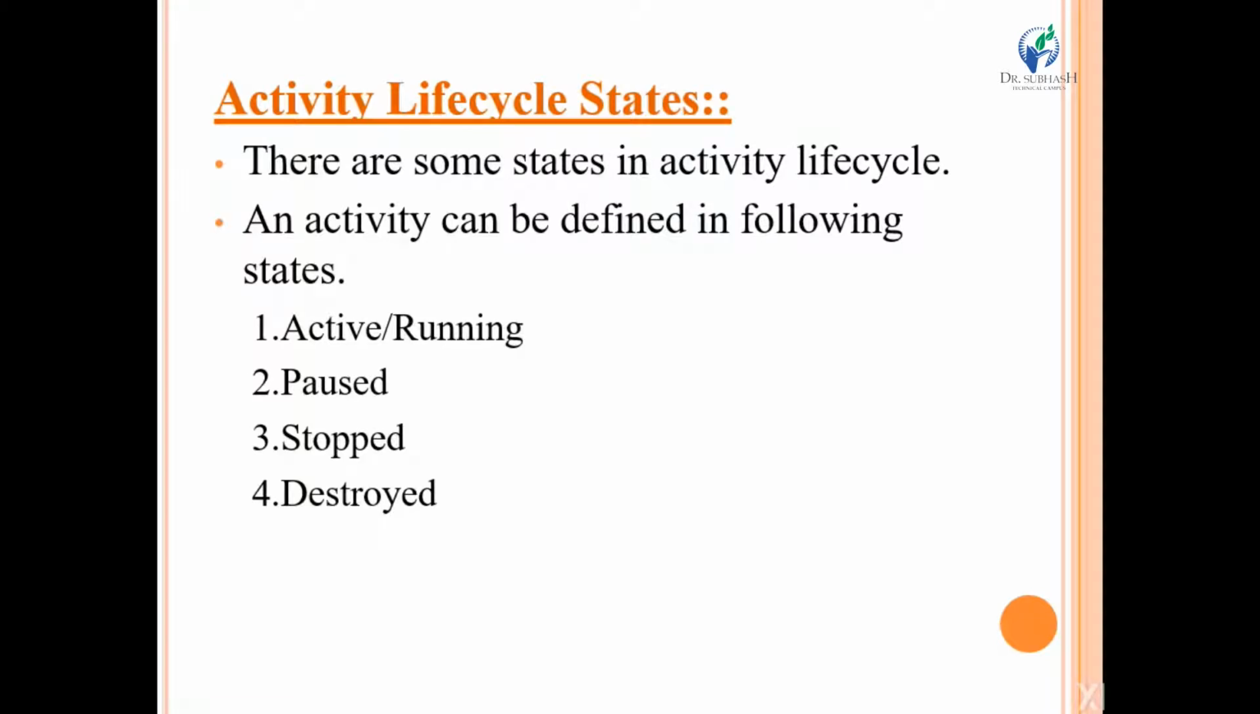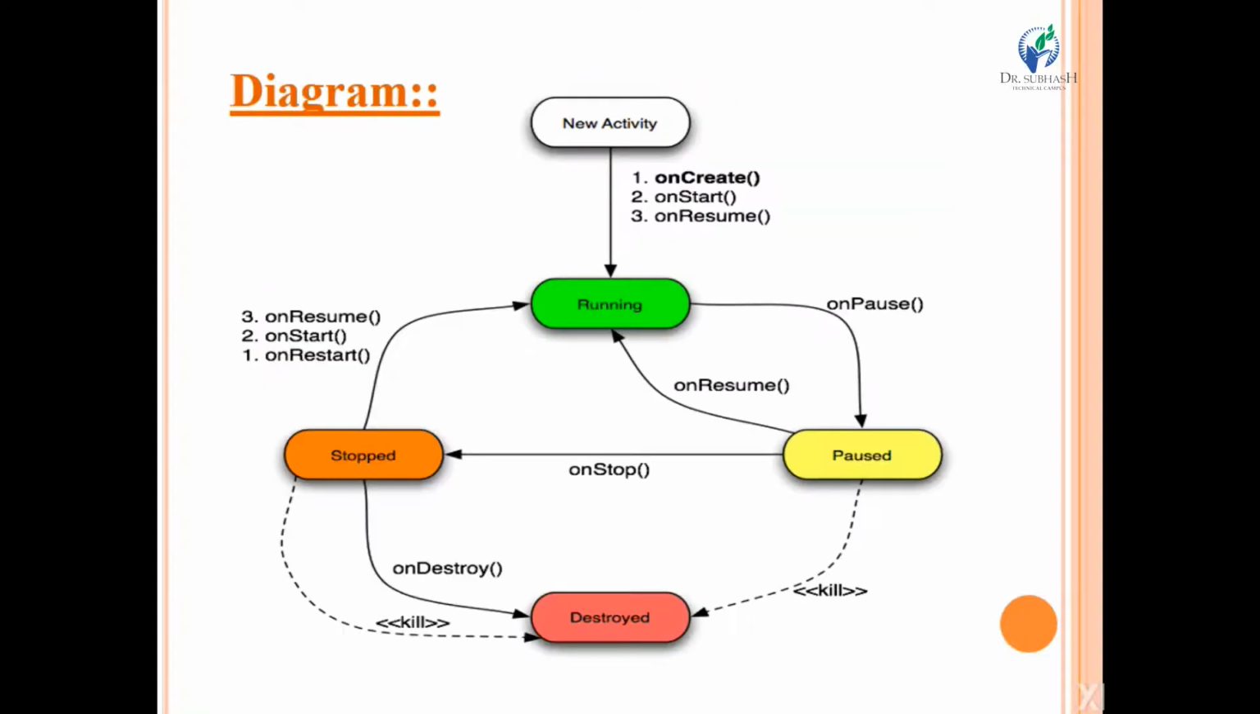Before moving towards the activity life cycle, we should know about the states of the activity life cycle. There are some states in the activity life cycle, and these states are active, or we can say running. The second one is paused, the third one is stopped, and the fourth one is destroyed state. In this diagram, all these states are given. We can go to each state by calling the different methods of the life cycle.